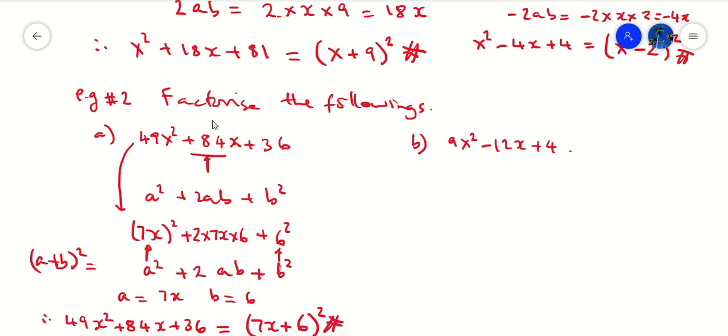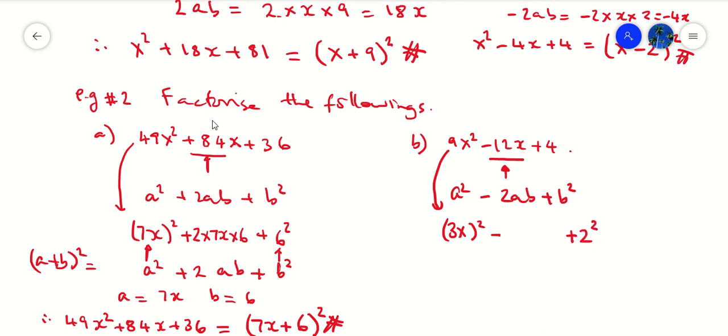Let's do part B. Part B, first thing first, what do I do? I'm just going to rewrite this into the form of a minus b whole square. The reason for that, my middle term has a negative sign, so this I will compare with a square minus 2ab plus b square. So if I rewrite that, 9x square, I can rewrite into 3x whole square minus, well, I leave the middle term for now, I'm just going to do the last term. I will write that plus 2 whole square.